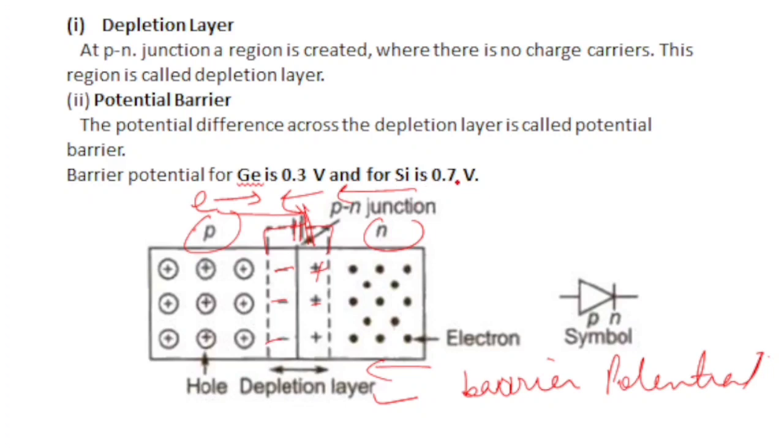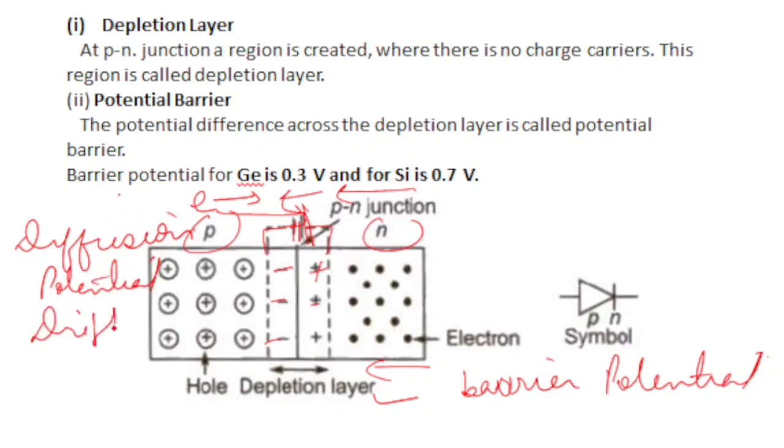So the different processes involved during PN junction formation are, first, diffusion of majority carriers, then potential barrier formation, and at last, drift of minority charge carriers takes place. So this is how PN junction formation takes place. You must draw a neat and clean diagram.